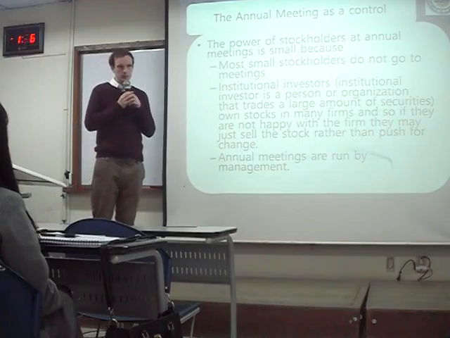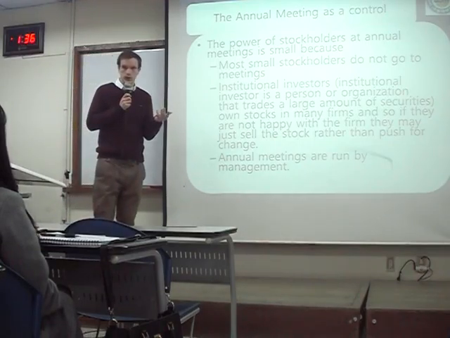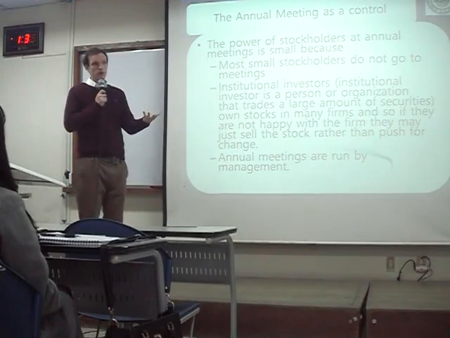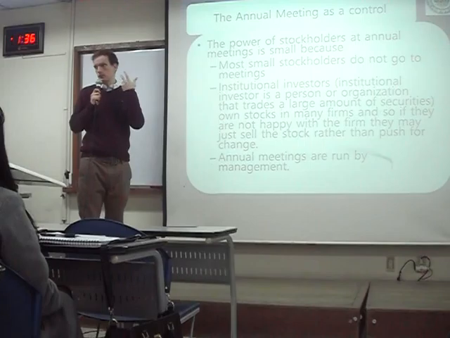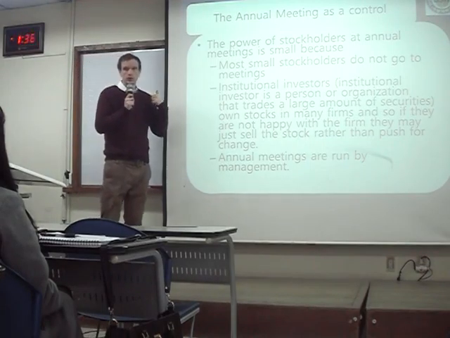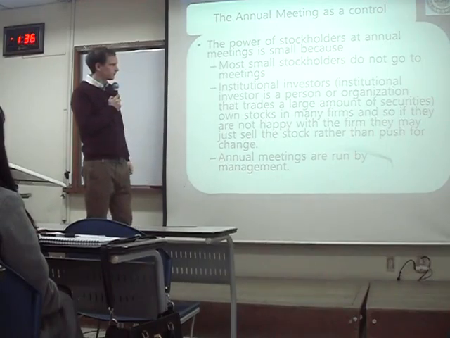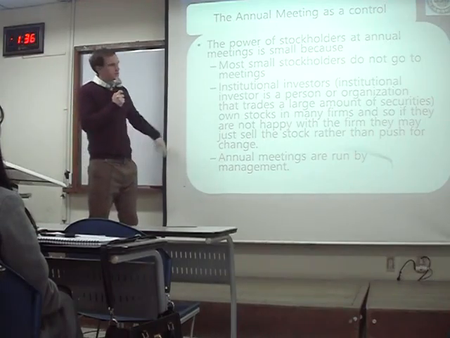But the airline ticket is more expensive than my stock. So I'm not going to go there, of course. And if I don't go there, the current managers get my vote. That's called a proxy. If the stockholder doesn't go to the meeting, the current manager can get the vote, unless the stockholder gives it to somebody else. That's small investors.